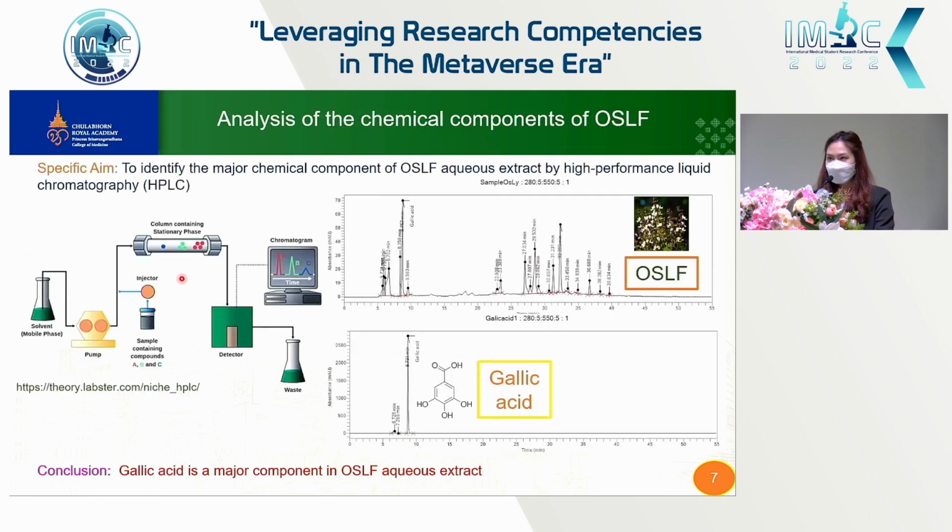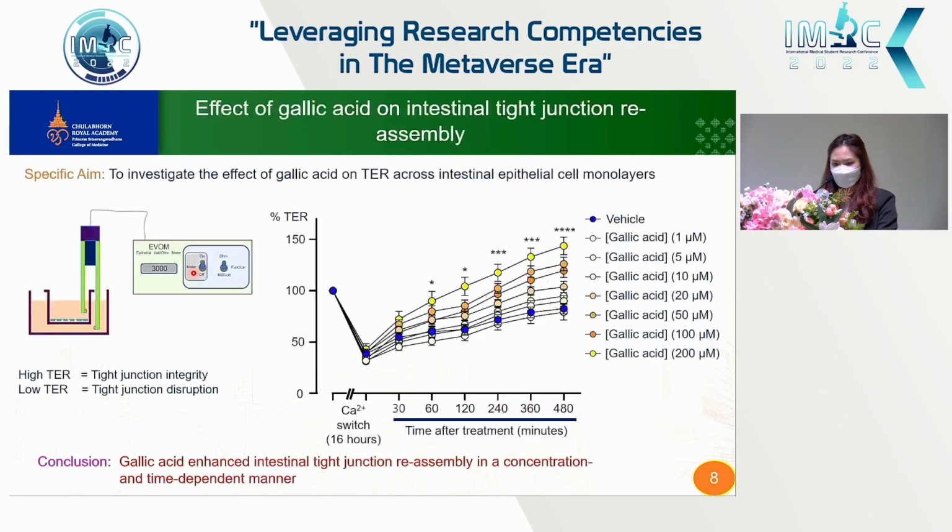Next, we wanted to see the chemical components within OS-LF, so HPLC was performed. We found that gallic acid is the major component. We then tested whether gallic acid increased TER in the T84 cell monolayer in a time- and dose-dependent manner and in a similar pattern as OS-LF. The result shows that gallic acid is the major component within OS-LF that can represent the effect of enhancing tight junction reassembly.